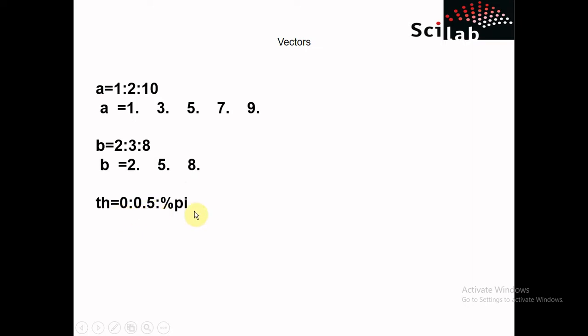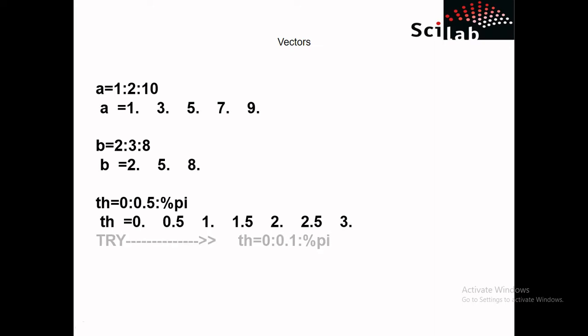We can also give a fractional value as the step size. If we give the statement like this, then it will create a row vector with a step size of 0.5, and the final value will be less than or equal to pi. Over here we see that we are getting 3, because if we add 0.5 to it, 3.5, it will exceed the pi value. So that is why the final value will be 3 and not 3.5. So this is how you can create a vector of any step size using this simple command.